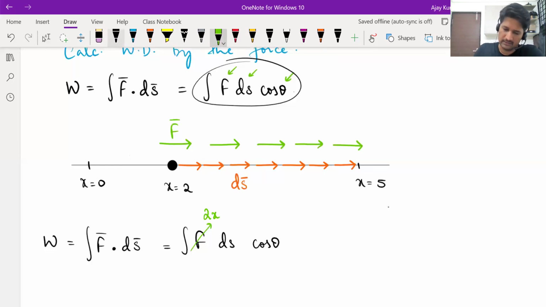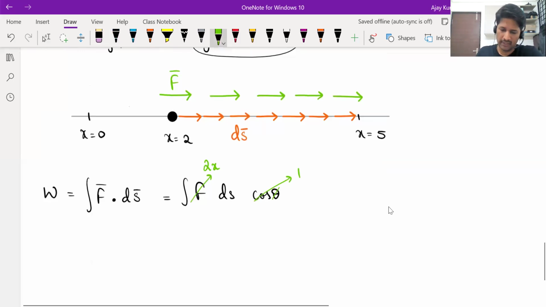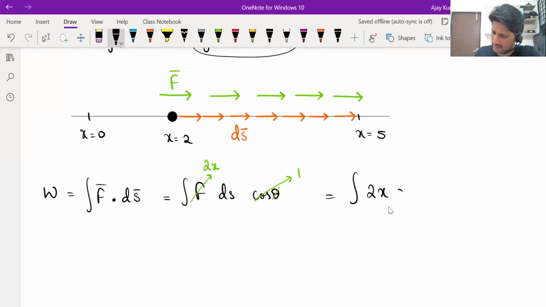Next, theta, the angle between force and displacement, as you can see in the diagram, it's always 0. Force and displacement are in the same direction. So theta is always 0, which makes cos theta always 1. So you will need to integrate 2x ds. The ones who gave the answer, how did you integrate this?